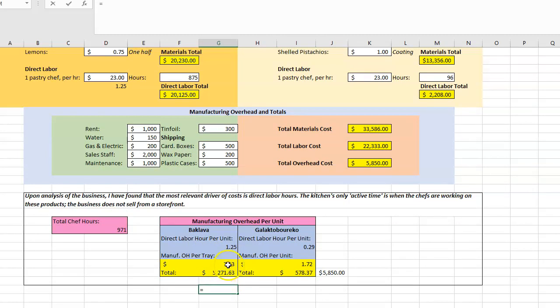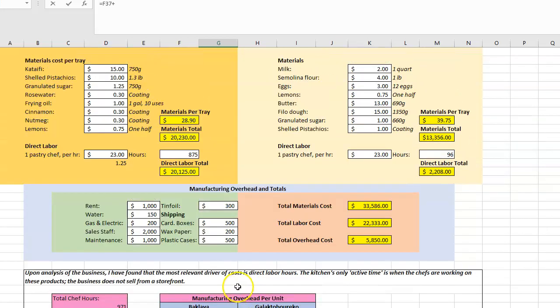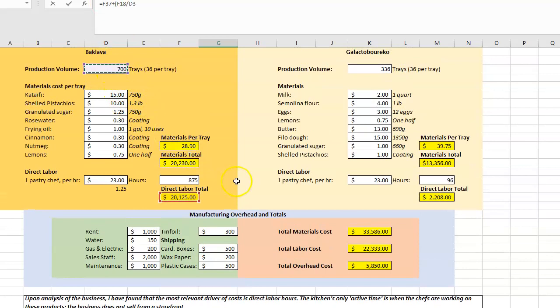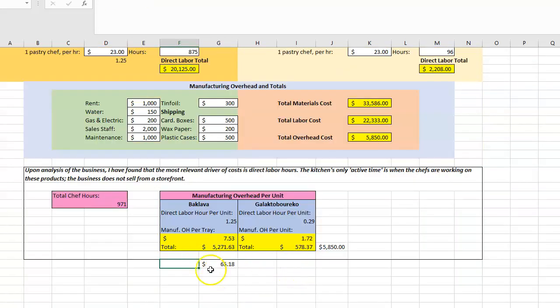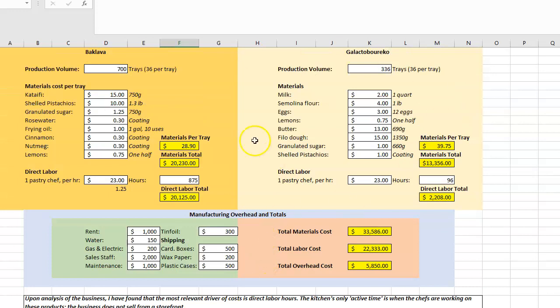So we know manufacturing overhead is this. We know that our total direct labor is this. Let's divide that by the number of trays. And we know that our total direct materials cost, oh, we have it per tray. There we go. So it costs us $65.18 to make a tray of baklava, right? So that would probably be your last step here to really kind of dig into that manufacturing cost for this one. But good job.